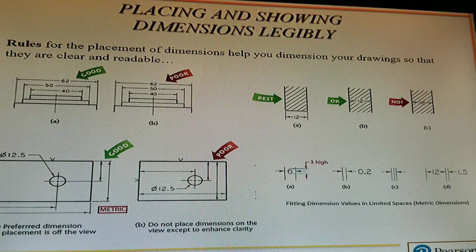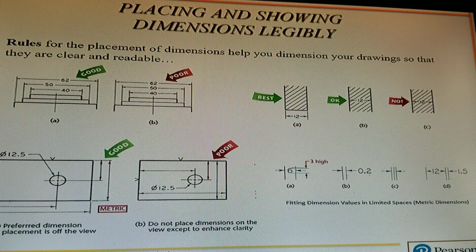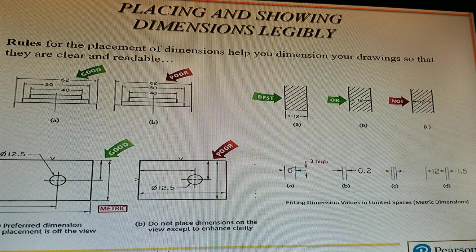Some more do's and don'ts. Placing and showing dimensions legibly. Rules for placement of dimensions help you dimension your drawings so that they are clear and readable. So on the left there in the top, A and B, A is the good and B is the poor. The biggest thing to take away from the good is that they staggered the dimensions. Okay. So if all your dimensions lined up like in B there, you'd want to stagger them like they do on the left-hand side there in A.